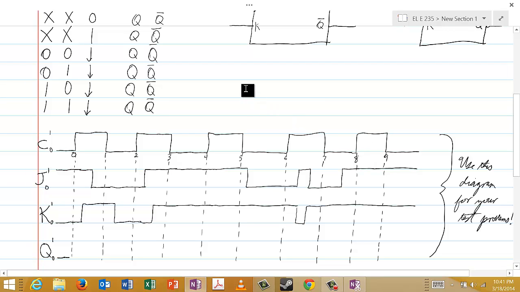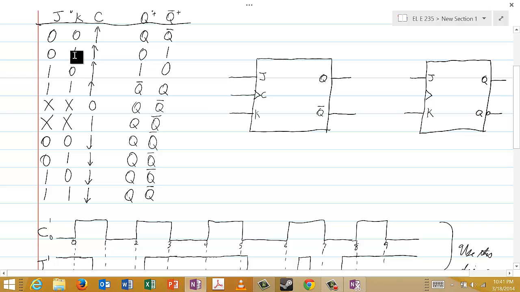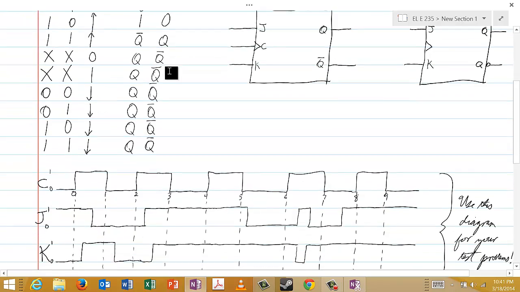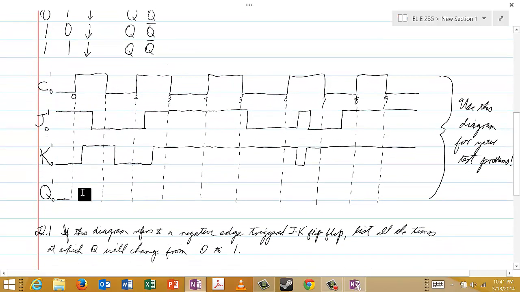At this first positive edge at 0, we have J equal to 1 and K equal to 0. And if you remember, up here in the table, when J is equal to 1 and K is equal to 0 at a positive edge, this will force the output Q to be 1, and its complement, of course, will be 0. So we will go here at time 0, Q will be forced to 1.